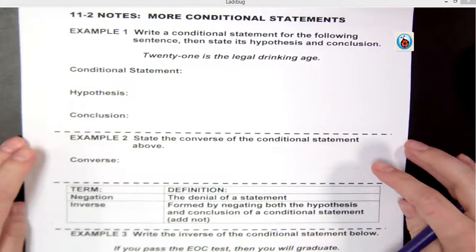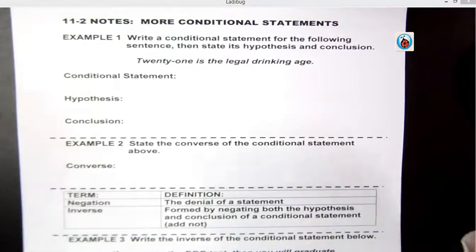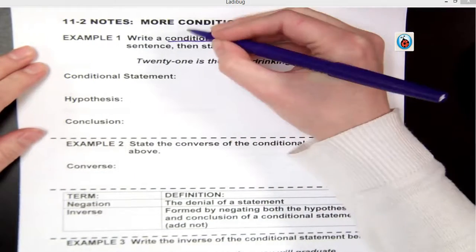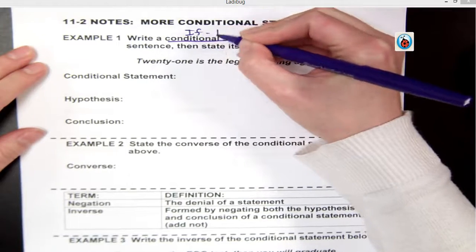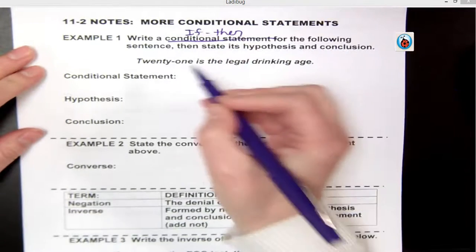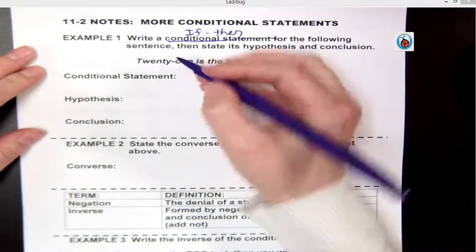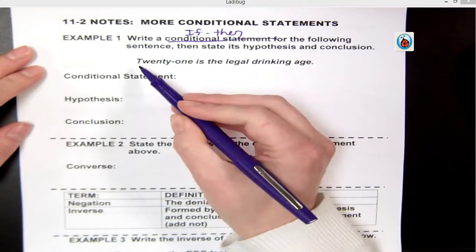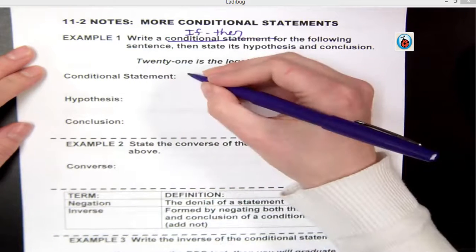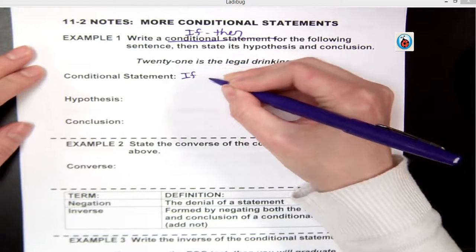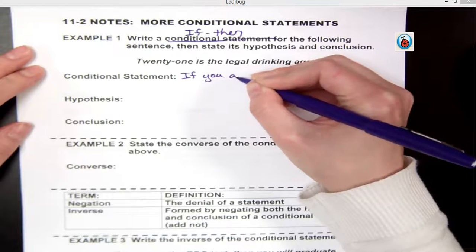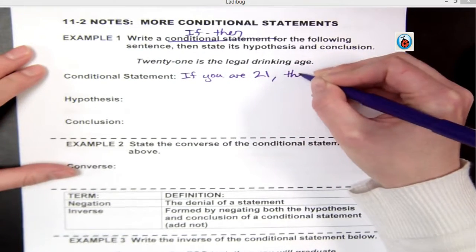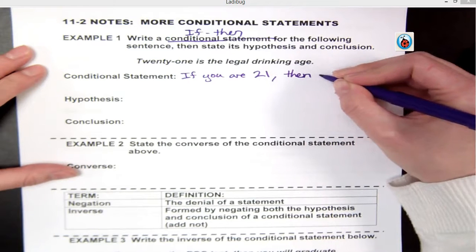Okay, we are on lesson 11.2 now, and so we start with just a review from the last class. Remember, the conditional statement is in the if-then format, and so we would want to add an if at the beginning. So if 21 is the legal drinking age, well, we need to talk to a person. So we'd say, if you are 21, then you are legal drinking age.